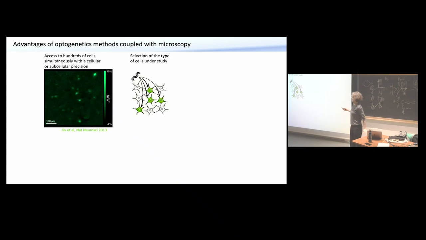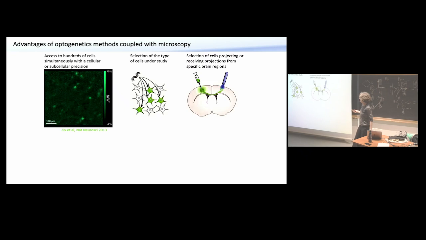Also, as I was just saying, because of genetic targeting, you can choose a subset of types of cells that will express your indicator. So you are sensitive to specific populations, and you can dissect what this population is doing inside the whole brain easily, which you cannot do with electrodes. And also you can look at projections. So for example, you can inject your tool inside one brain region, and your tool will be expressed in all the cells that project to this region, for example.